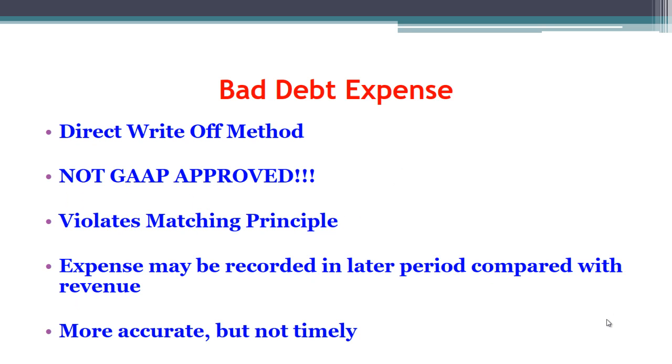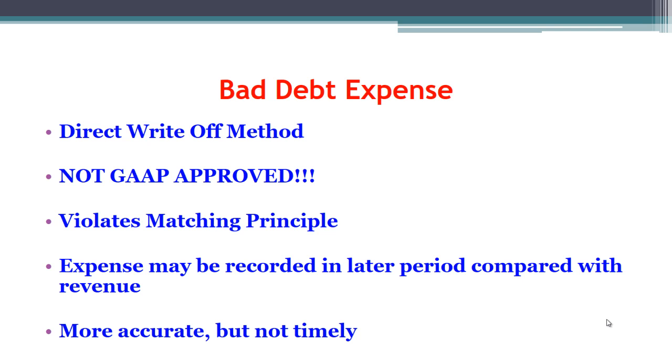The direct write-off method is pretty straightforward, but it is not GAAP approved. In other words, any company that is required to follow GAAP, anybody that's a publicly traded company, for example, cannot use the direct write-off method. The reason for that is that it violates the matching principle.